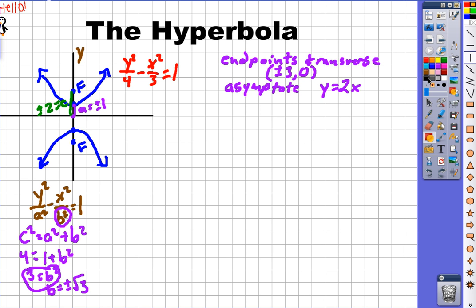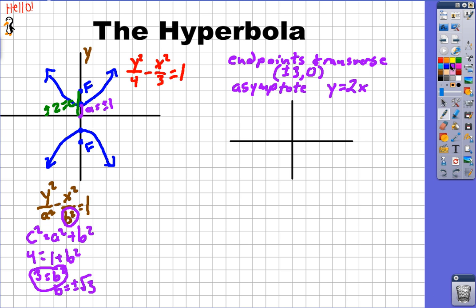They've told us right now that if we draw this, which we should do as usual, that we know where the endpoints are for the vertices. In other words, what we know right now is that at negative 3, 0 and positive 3, 0, that's where we have the endpoints of the vertices. So the endpoints of the transverse axis provide us where the vertices are.